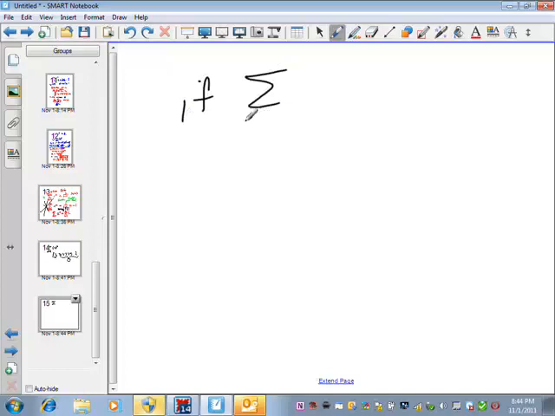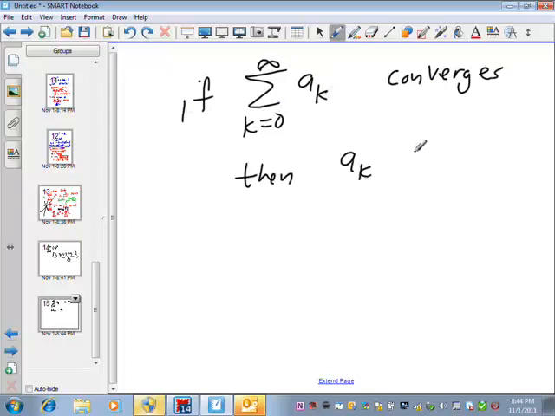If the sum k equals 0 to infinity of a sub k converges, that is to say, if I add up all the numbers on the list, that is a sub k, then it better be the case that all of the a sub k's better be contributing nothing. I mean, they've just got to be absolutely nothing. So this is called the nth term test. Then a sub n tends to 0 as n tends to infinity.